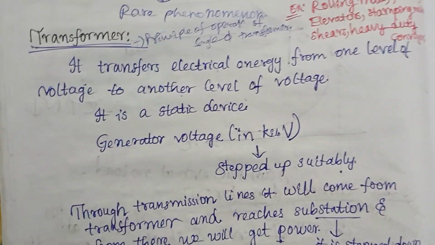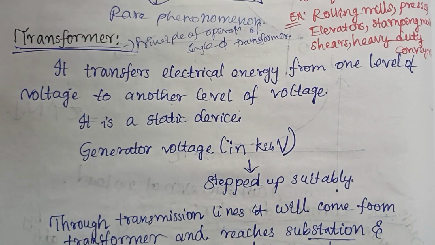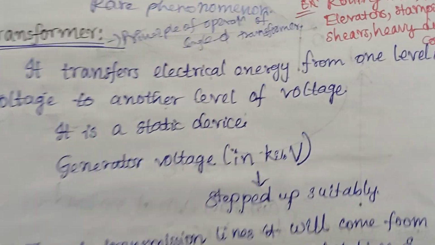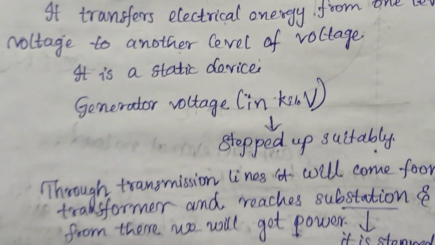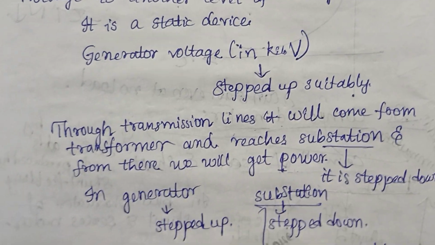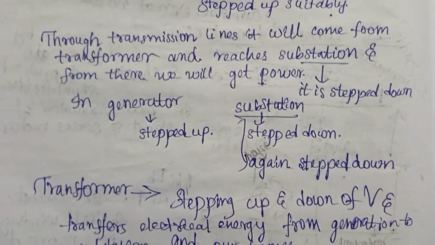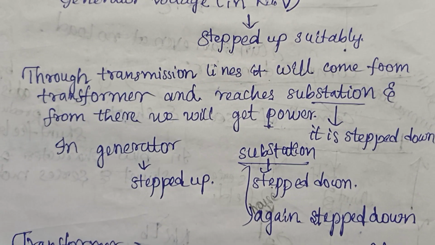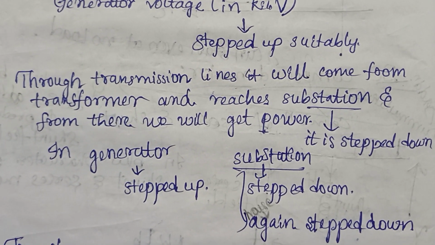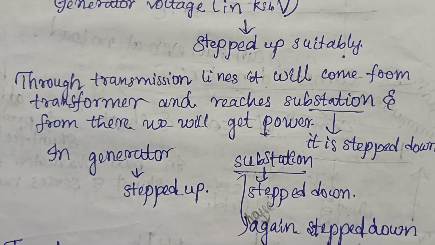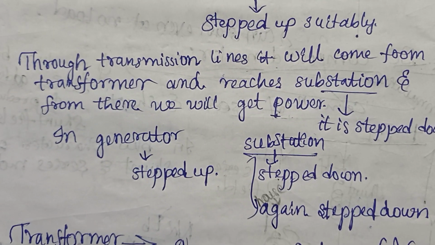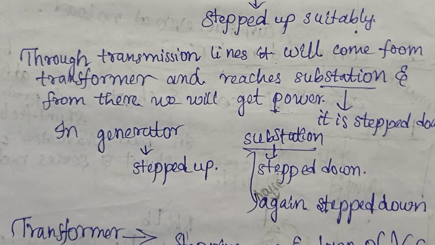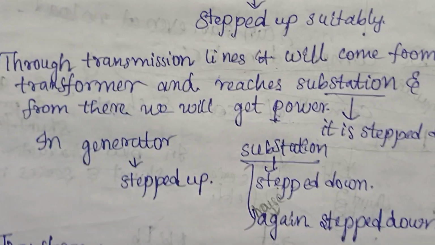In that sense, we define it as the transfer of electrical energy from one level of voltage to another level of voltage, and it is considered to be a static device. The generator voltage is generally measured in kilovolts, so it is stepped up suitably. Hope you are getting these points clearly. Through the transmission line, it comes from the transformer. At the transformer there is very high voltage, and when it reaches the substation, the voltage is stepped down, and from there we get power to our household purposes. At that point again it gets stepped down.